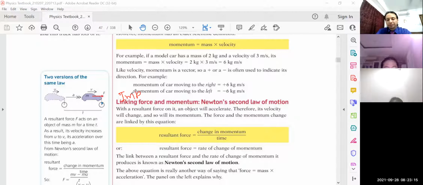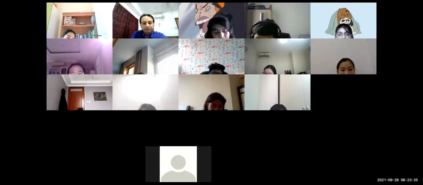Now, children, I want to do some calculation, and I want to share a whiteboard. The topic now is the relation between force and momentum.